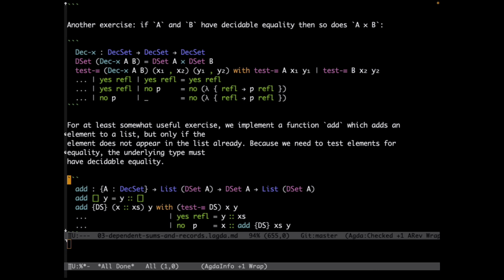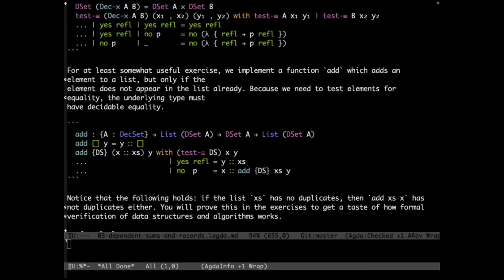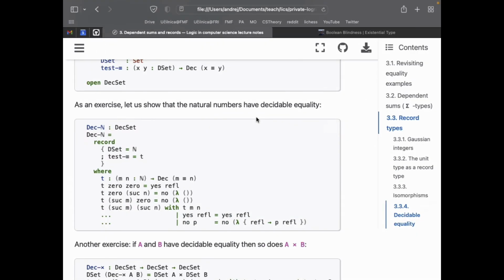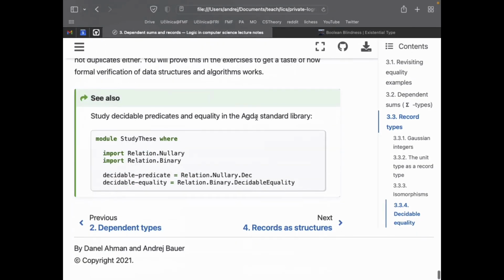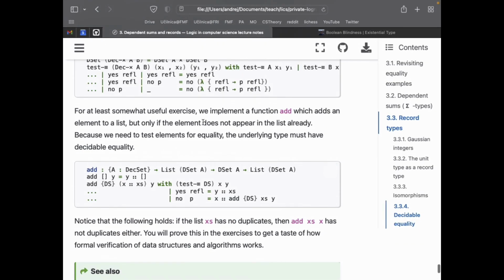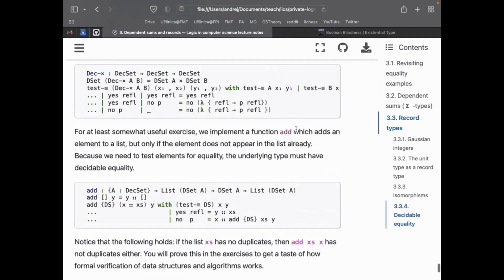Here is the last thing that we want to do today. Let's do this. Given a list of elements, we can always attach a new element, but let's have an add function which adds an element to the list only if the element does not yet appear in the list.